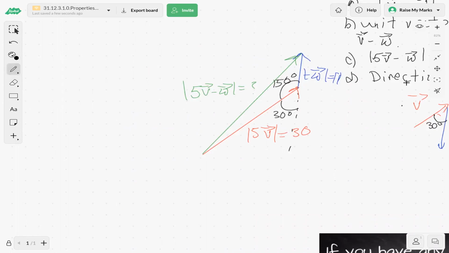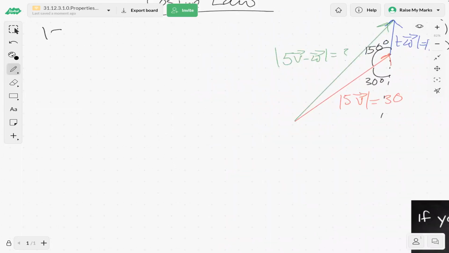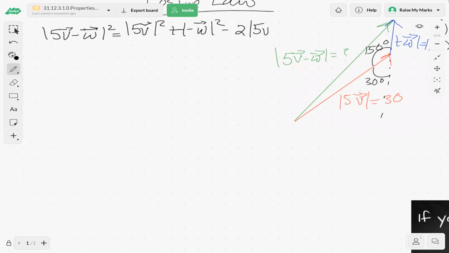Why don't we do that? We'll do it up here. Cosine law. Okay, let's write it out. The magnitude of 5v minus w squared equals the magnitude of 5v squared plus the magnitude of negative w squared minus 2 times the magnitude of 5v times the magnitude of w times cosine of 150 degrees.